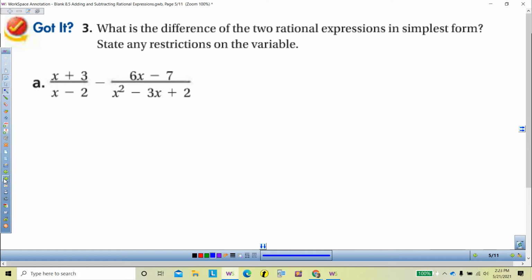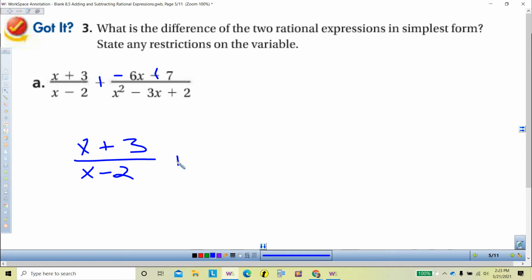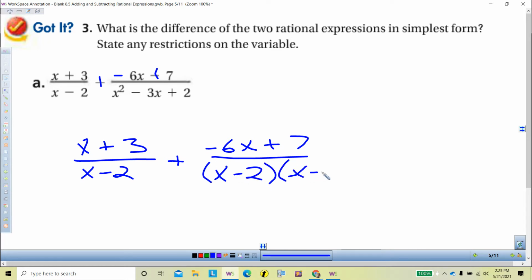Okay, this bottom factors to what? Bottom of the second fraction: x minus 2, x minus 1. So we have x plus 3 over x minus 2. I'm going to do my 3 switches. So the middle, the negative, so then we have plus negative x plus 7 over x minus 2 and x minus 1. So again, what are we missing from that first fraction? x minus 1 over x minus 1.